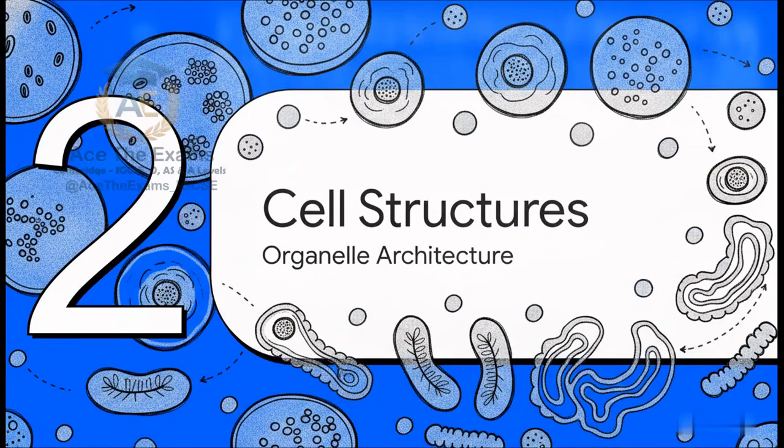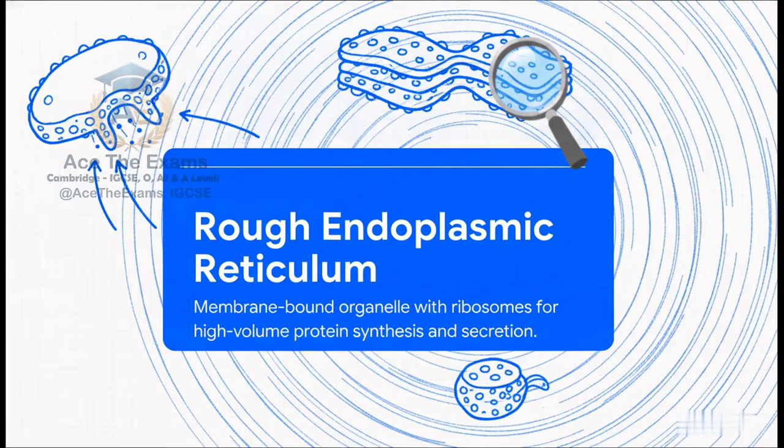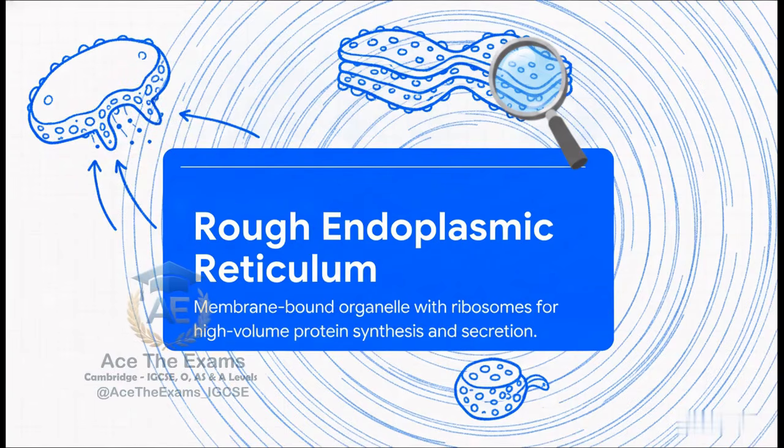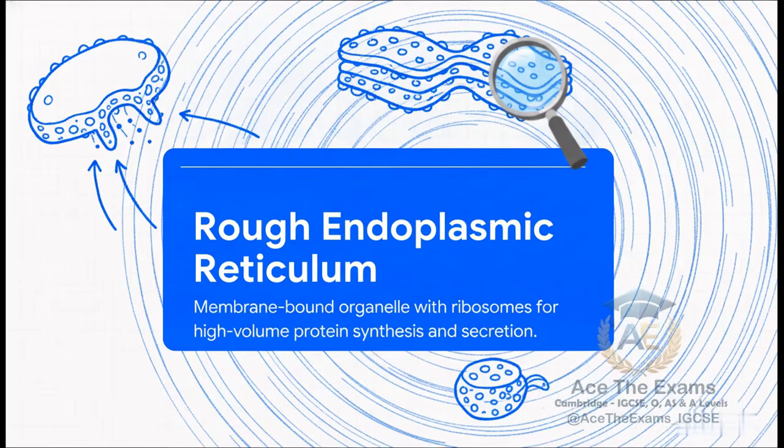Moving right along to Section 2, case study on cell structures. Let's see how this framework builds when we look at microscopic cell architecture. Before we even analyze a question, we absolutely must define our biological principles precisely. Generic definitions just won't cut it anymore. Notice how we don't just say the rough endoplasmic reticulum makes proteins, we highlight its structural and functional requirements. It's a membrane-bound organelle covered in ribosomes, acting as the primary site for high-volume protein synthesis specifically required for secretion.